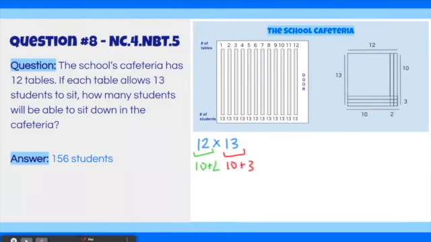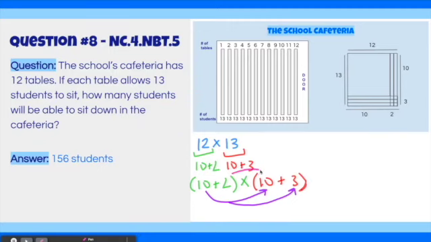So now what this is going to look like is 10 plus 2 times 10 plus 3. So now, using the distributive property, we're going to distribute this 10 to this 10 and multiply it by the 3 as well. And then we're going to take the 2, and multiply it to this 10, and multiply it to the 3 as well.